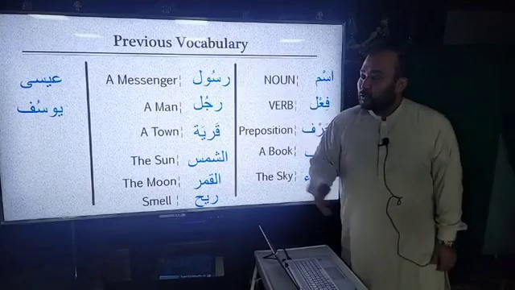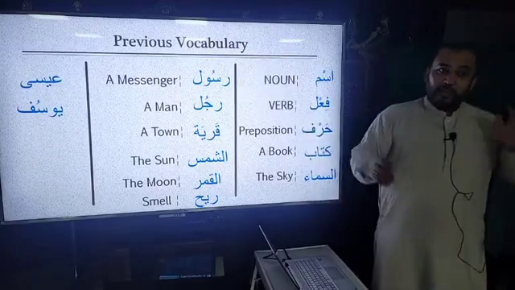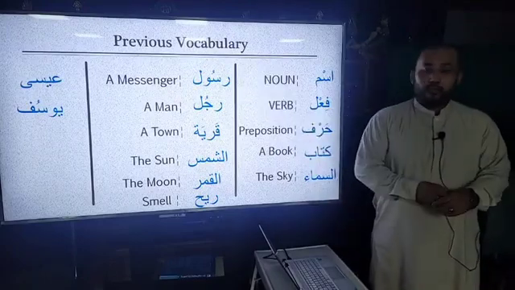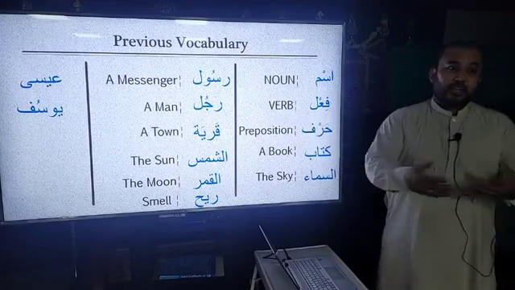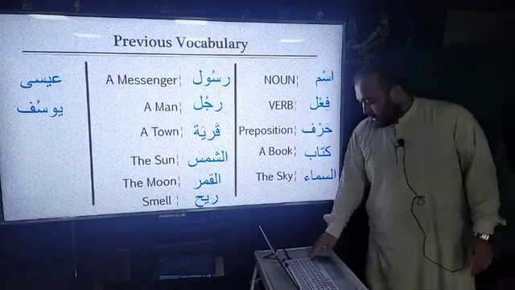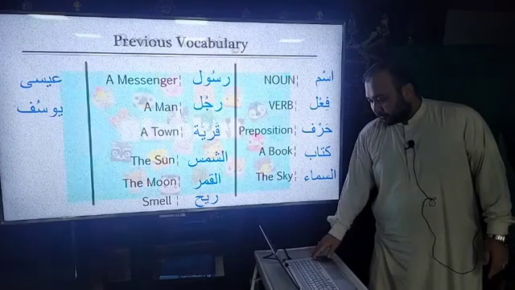And then we had those two names, Isa and Yusuf. Names, all the names are also definite. So these are words from the Holy Quran. Inshallah, now you know all the meanings of them.